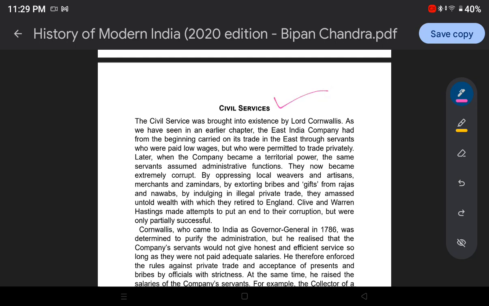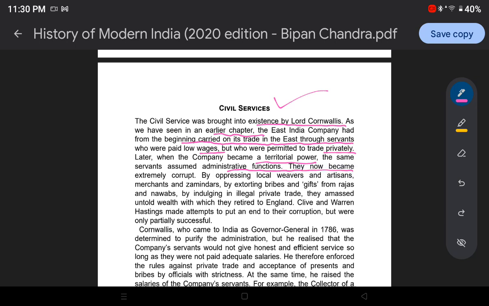Civil services. The civil service was brought into existence by Lord Cornwallis. As we have seen in the earlier chapter, the East India Company had from the beginning carried on its trade in the East through servants who were paid low wages, but who were permitted to trade privately. Later, when the company became a territorial power, the same servants assumed administrative functions.